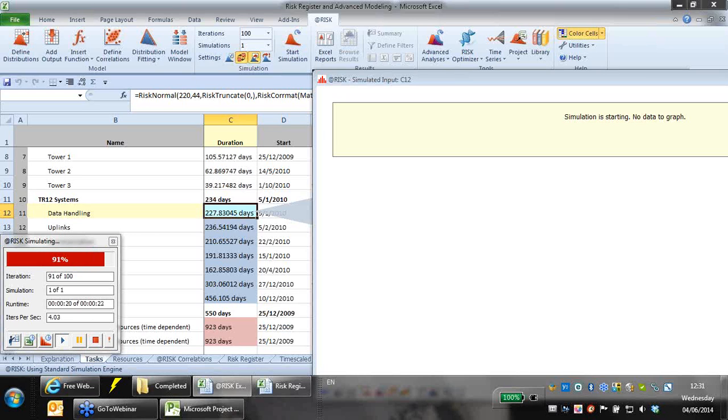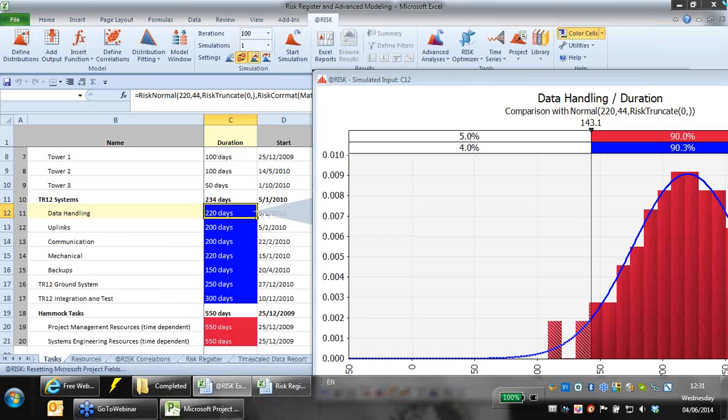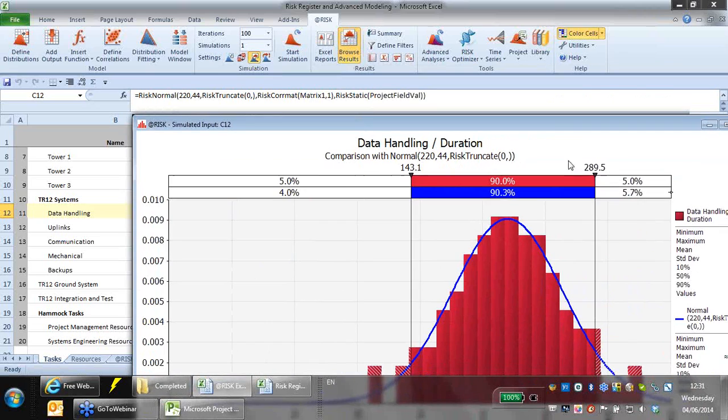So really, really powerful. It allows you to take a project schedule, bring it into Excel, which is wonderful in the first place, with all of the dependencies and relationships, etc., and then to run a simulation around that.